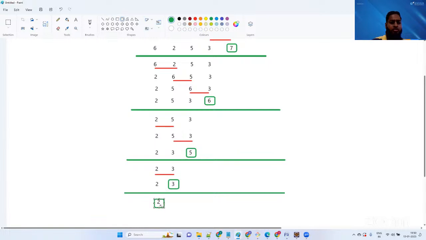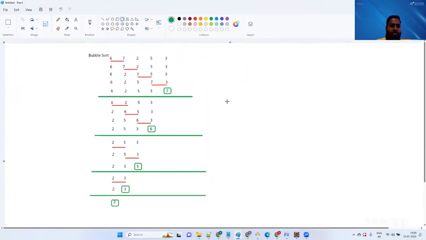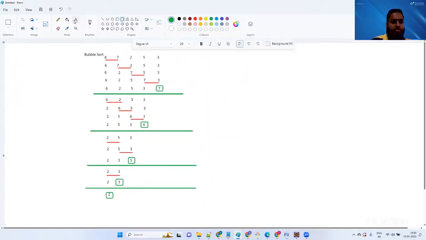So now I've got 2, 3, 5, 6, 7. Right? This is my bubble sort. So now if I go for the comparison, as I said, the outer loop will keep a count of the iterations. How many iterations do I have? So how many iterations do I have, guys? Who will tell me?